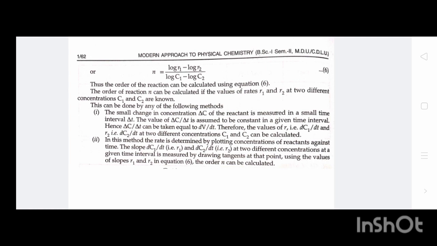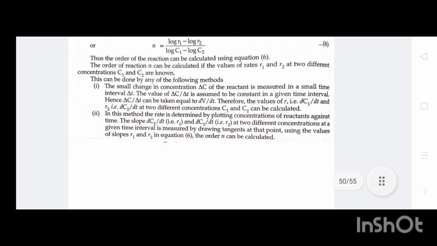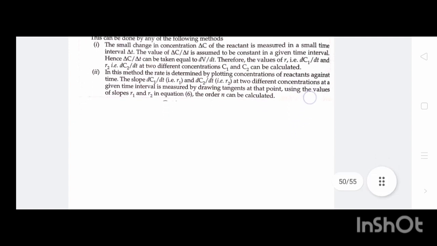Second is the graphical method. In this method, the rate is determined by plotting the concentration of reactants against time. The slopes dC1 divided by dt, that is R1, and dC2 divided by dt, that is R2, at two different concentrations at a given time are measured by drawing tangents at those points. Using the values of slopes R1 and R2 in equation 6, the order n can be calculated.